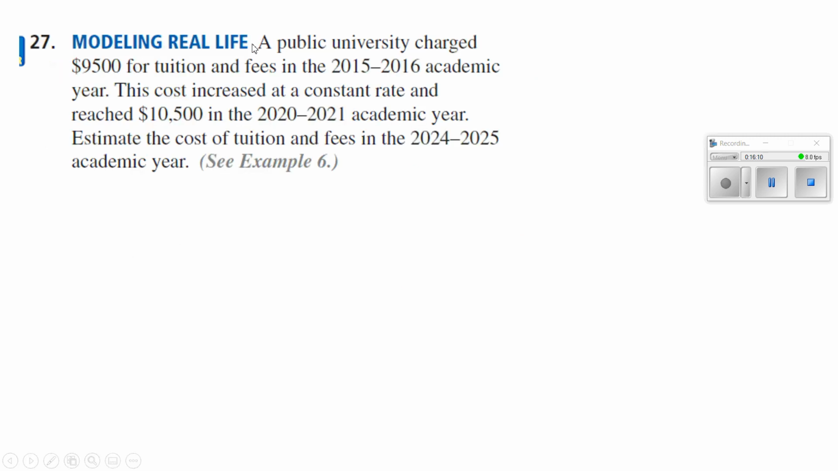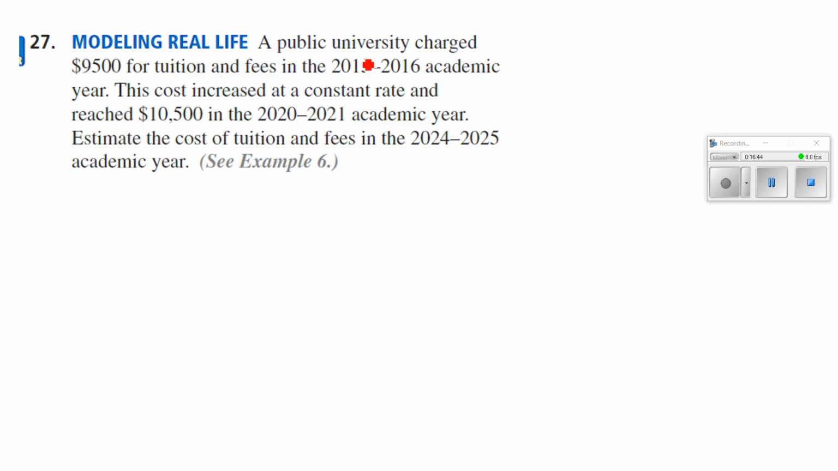Public University charges $9,500 for tuition and fees in the 2015 through 2016 academic year. This cost increased at a constant rate and reached $10,500 in the 2020 through 2021 academic year. So estimate the cost of tuition and fees in the 2024 through 2025 academic year. Okay, so first we've got to figure out how much did it increase in 1 year.